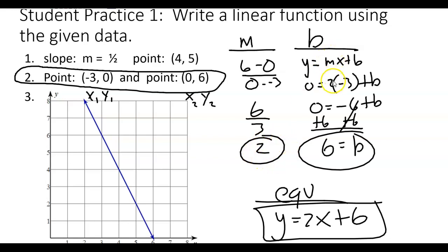For my y-intercept, I went ahead and plugged in the point (negative 3, 0). So I plugged in 0 for y and negative 3 for x. And of course, I used the 2 for the slope. Solving for b, I got 6, and then the equation was y equals 2x plus 6.